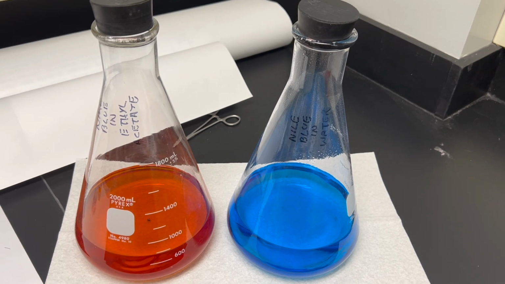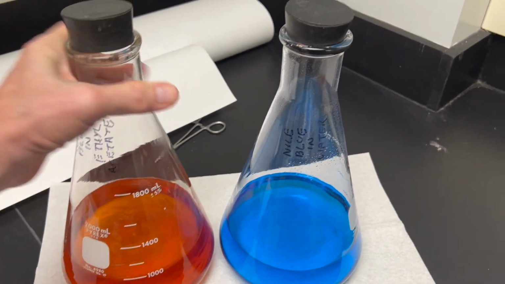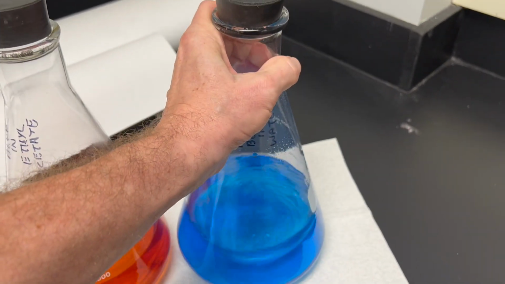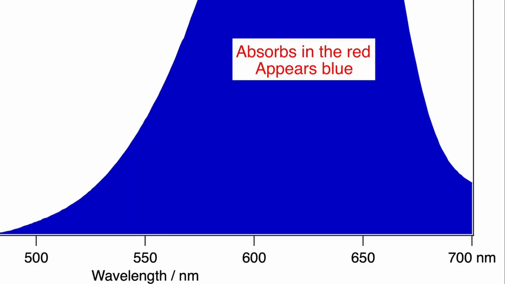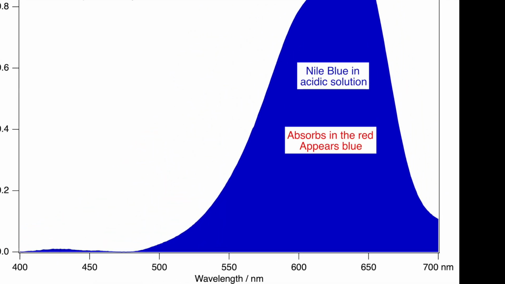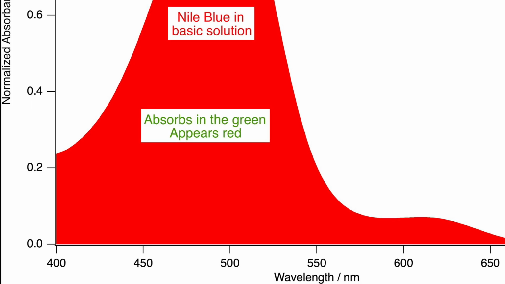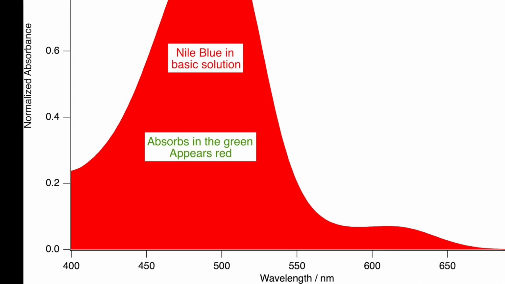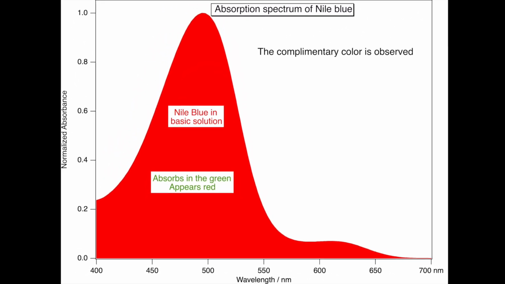Let's dissolve a little Nile blue in ethyl acetate, as well as make an aqueous solution of it, dissolve it in water. Now, when Nile blue is dissolved in water, it absorbs in the red and therefore it appears blue. On the other hand, when we put it in the ethyl acetate with a little base, then it absorbs in the green and appears red.